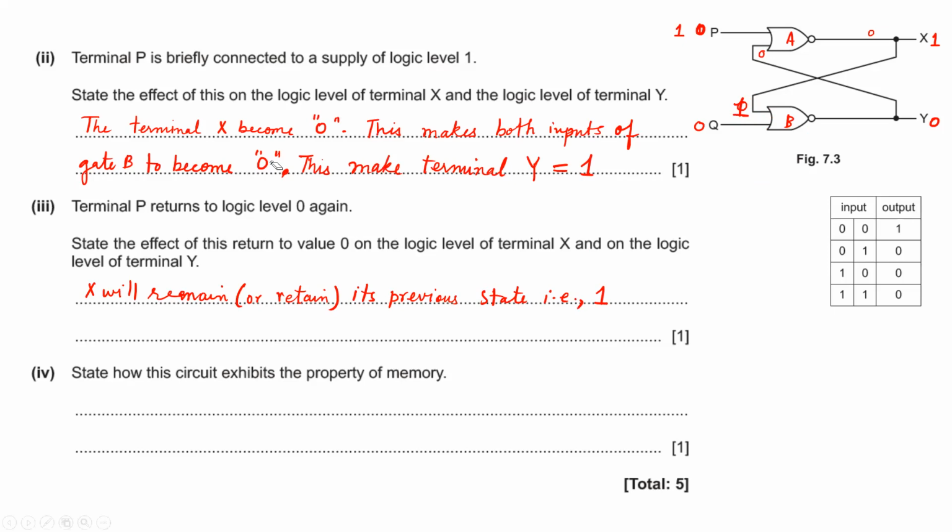Oh, sorry. Let me look at it again. So this X was initially at 0 before this. So now terminal P returns to logic 0 again. So P is logic 0. My Y was previously 1, so my X will remain 0.